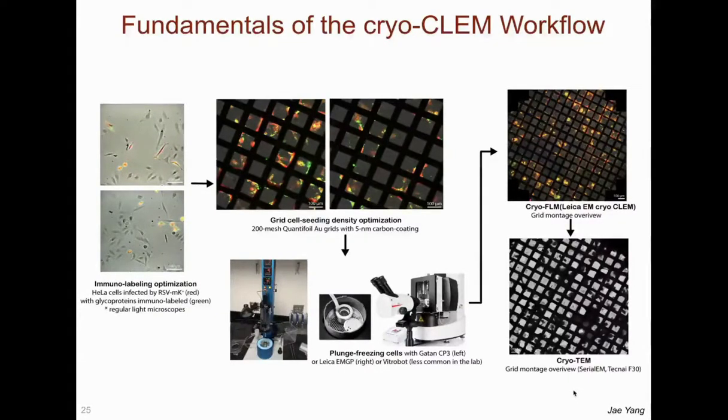The data is of an RSV-infected cell where virus replication competent cells are indicated in red and the native immunolabeled virus particles fluoresce green.